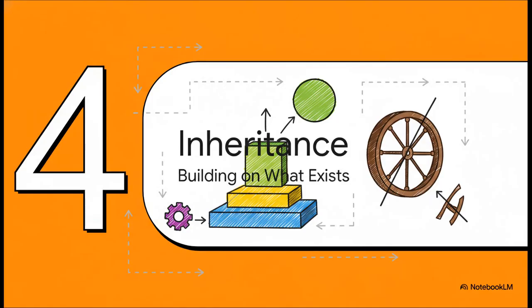Okay, moving on to pillar number 2, inheritance. This one is a game changer because it's all about being efficient. Why reinvent the wheel if you don't have to?